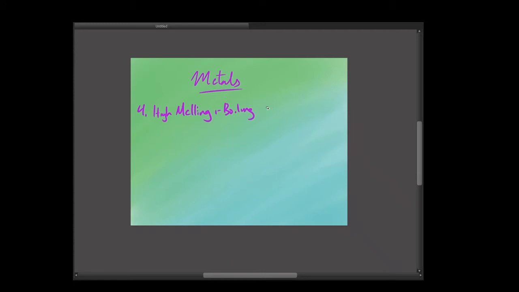Metals also have high melting and boiling points. Metals are also malleable, which means that they can be reshaped using some sort of external force. Lastly, metals are ductile, which means that they can be drawn out into thin wires. These are the properties that are used to distinguish metals, nonmetals, and metalloids from each other.